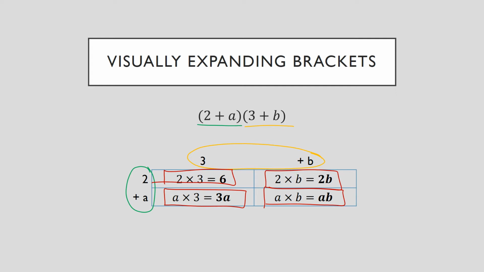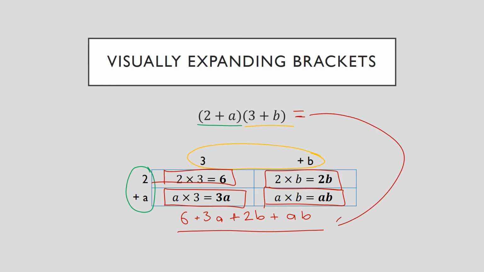To find the total, we need to add them together. So we get 6 plus 3a plus 2b plus ab. And that would be the total area, or in other words, it would be the expansion up here. So this equals this one here. So if you want to expand these sort of brackets, you can do it this way.